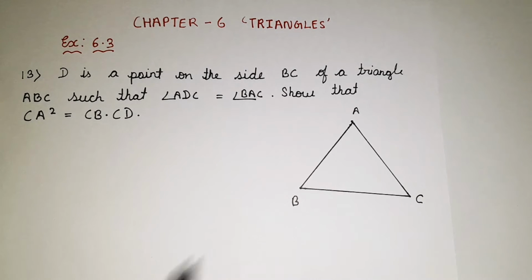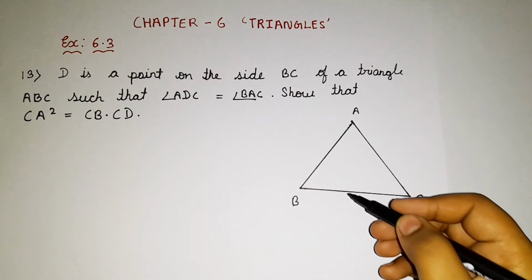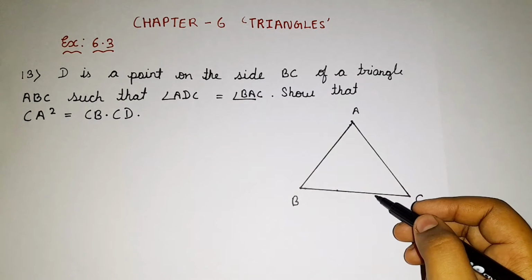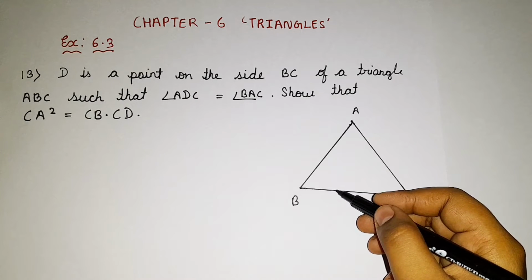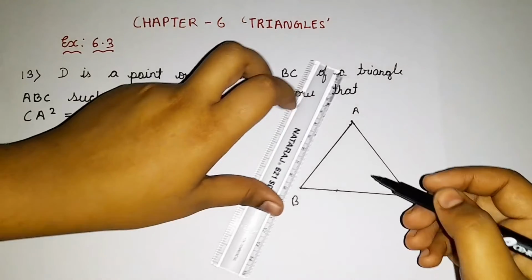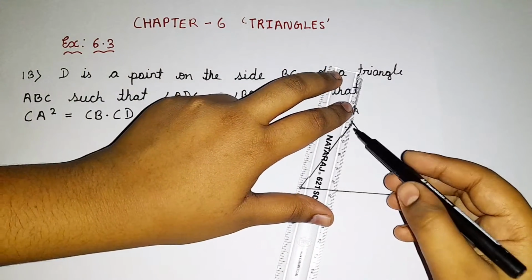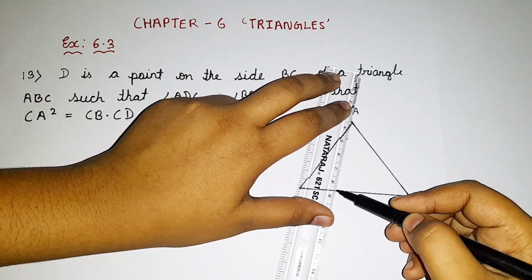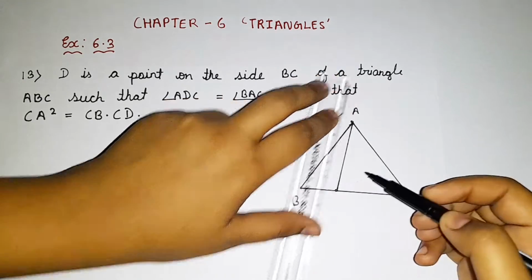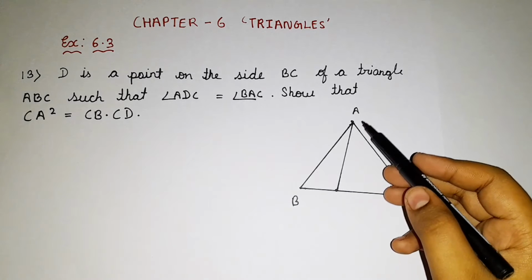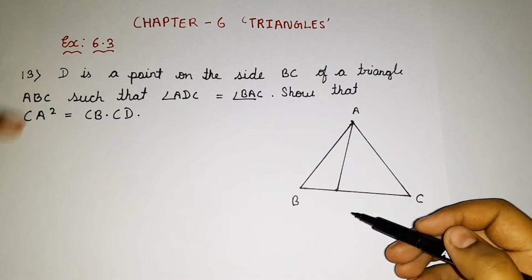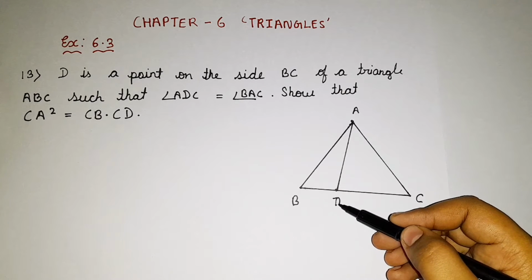It's your wish, wherever you want to keep a point, you can just keep it. So I'll keep it here. Now let me just join this point, so for that, let us draw a line. Since we drew a line, and they mentioned that D is a point, let us name this as D.